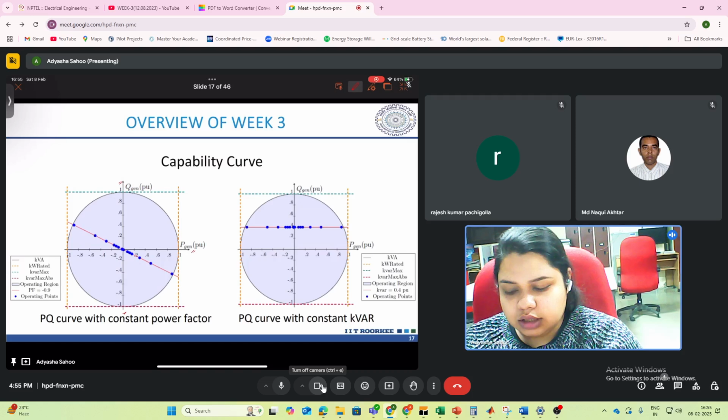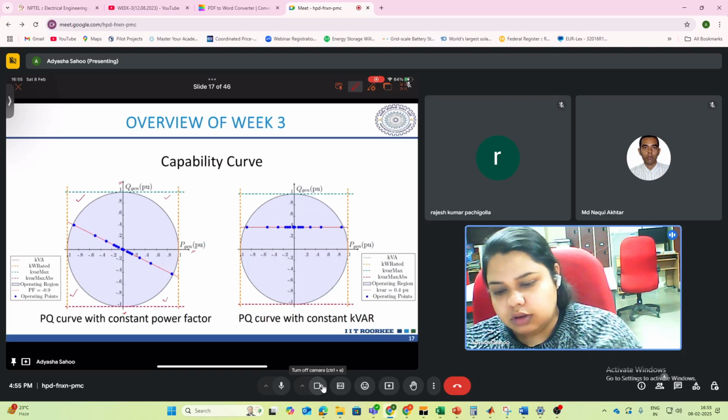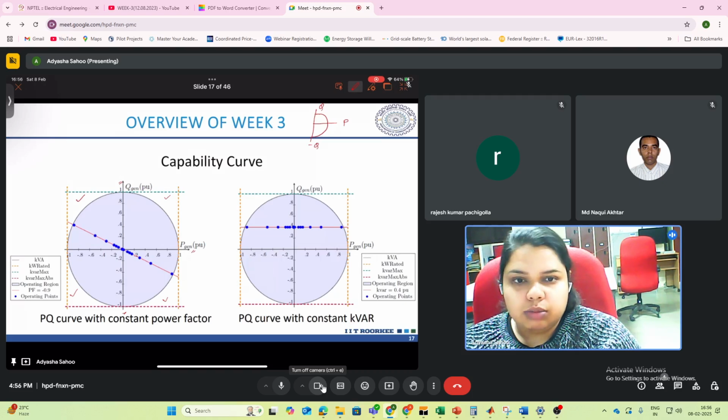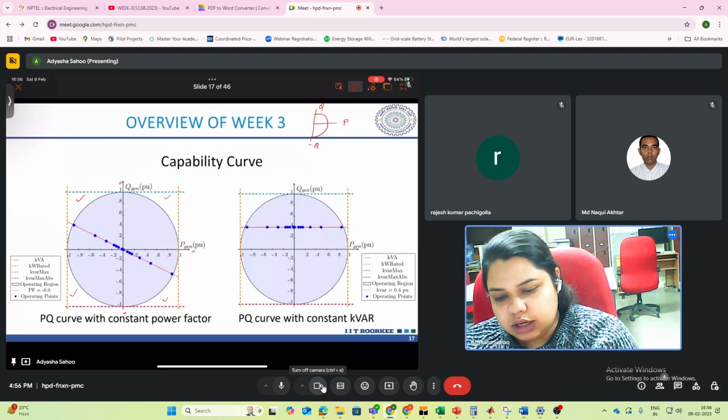Hence, here we see that the capability curve is covering all the four quadrants. But for the synchronous generators that we study, if P is in the x-axis and Q is in the y-axis, the generator can only inject power, it cannot consume power. So the capability curve is something like this. The reactive power it can inject or absorb, but the active power it can only inject. That's why we get a half semicircle where only the first and fourth quadrant are covered.